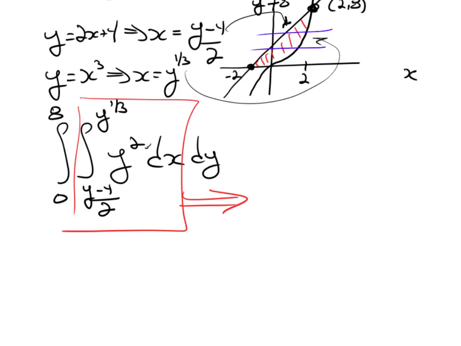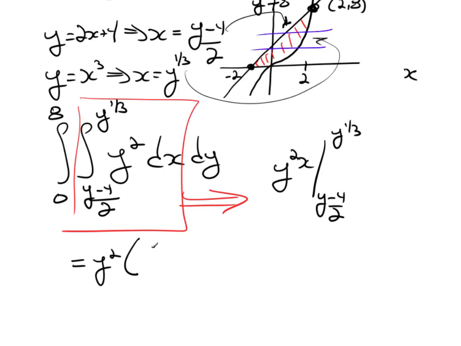So if I integrate this, this is going to be y cubed over, oops, I'm sorry, this is with respect to x, my bad. This is y squared x, evaluated from (y minus 4) over 2 to y to the 1/3, which is going to be equal to y squared times y to the 1/3 minus (y minus 4) over 2.